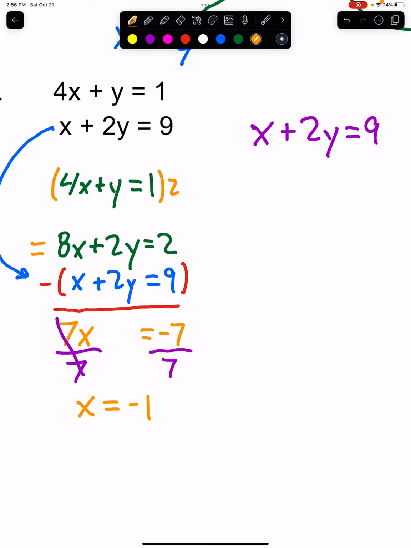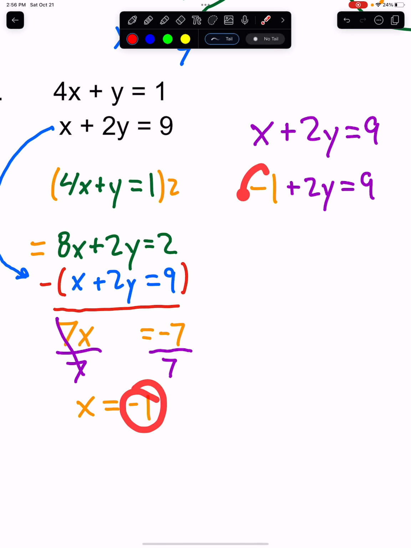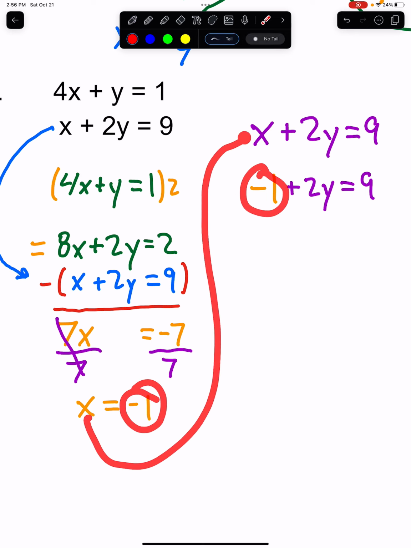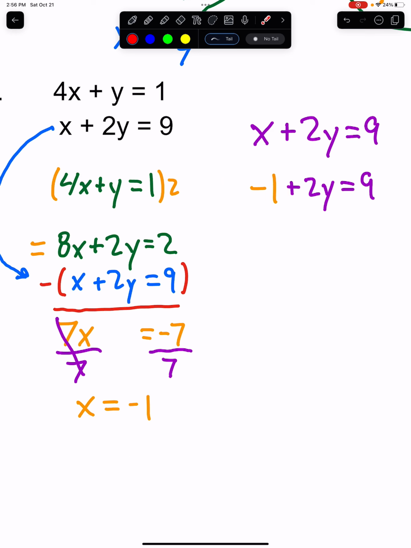So let's put it in there. Negative 1. I'm going to make it orange. Plus 2y equals 9. I made it orange to emphasize where did this come from. It's right down there. This is what x is. So I can trade it with that.